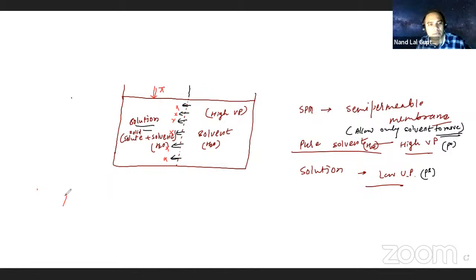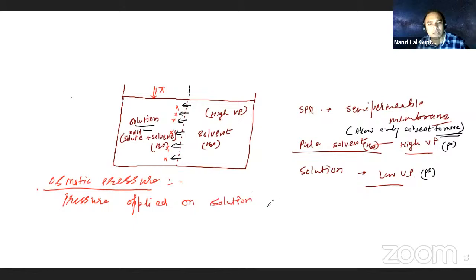So here they are saying pressure applied. Here we are writing the definition of osmotic pressure. What is this, students? It is the pressure applied on the solution side to stop the flow of solvent. This is osmotic pressure.